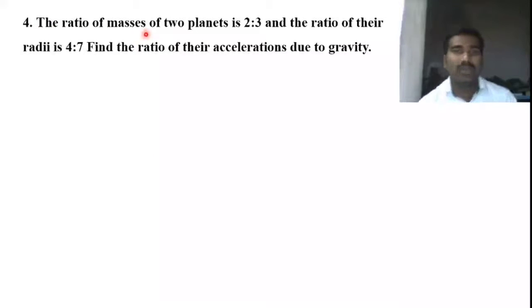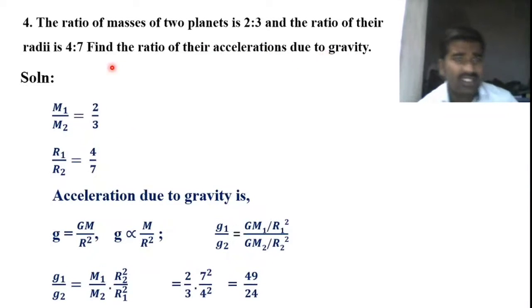The ratio of masses of two planets is 2:3. The ratio of their radii is 4:7. Find the ratio of their accelerations due to gravity. So here the mass ratio of the two planets is given, and the radii are also given. Finally, we are asked to find the accelerations due to gravity. So let's see the solution.